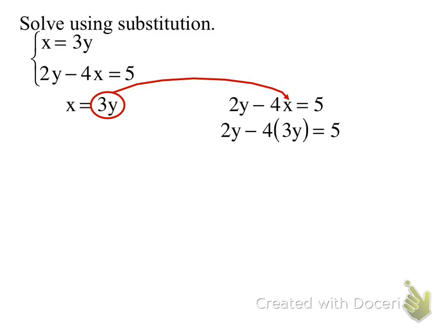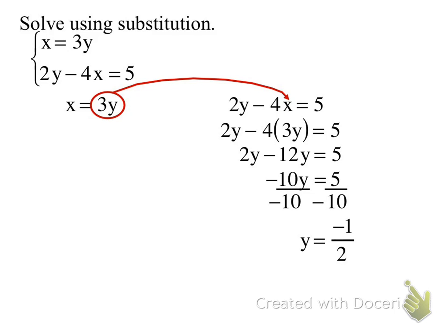So, when I do this, I get 2y minus 12y. Now, remember, this is a positive 2y and a negative 12y. So, when they're different signs, do we add or subtract? Subtract. And next step, I'm going to divide both sides by negative 10. I have to reduce that right side to negative 1/2. Once I have that negative 1/2, what do I do with it?